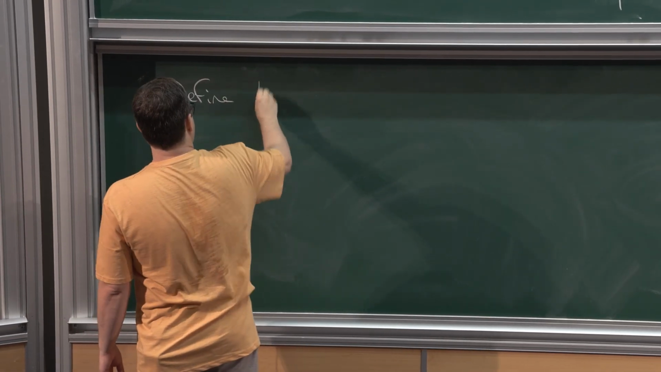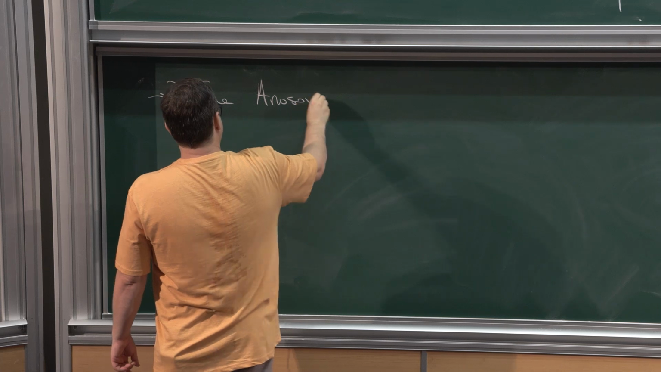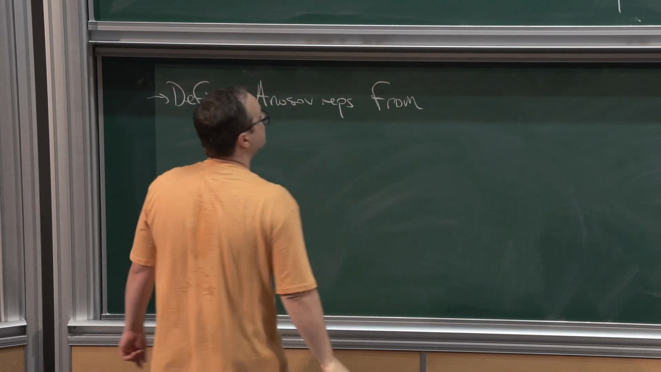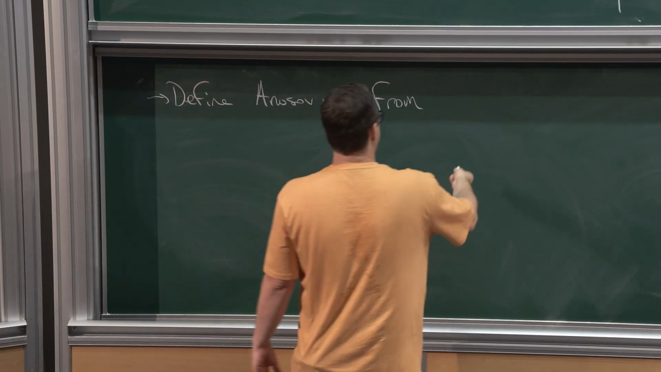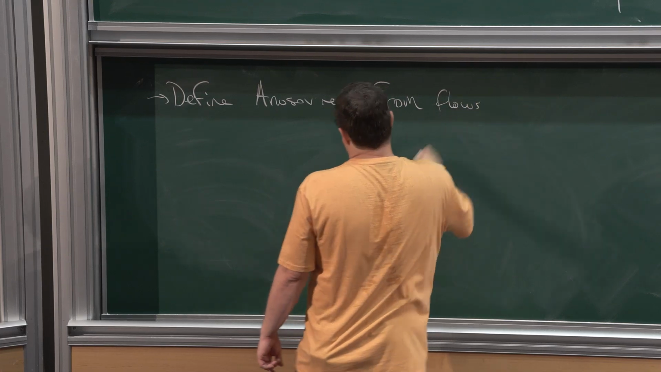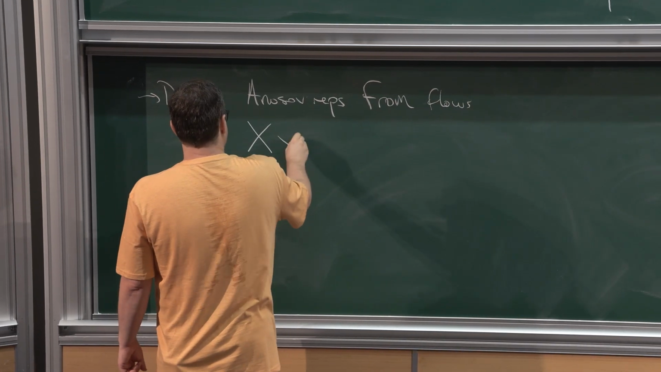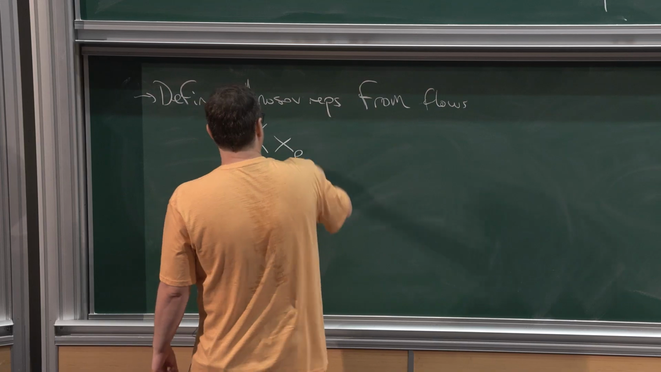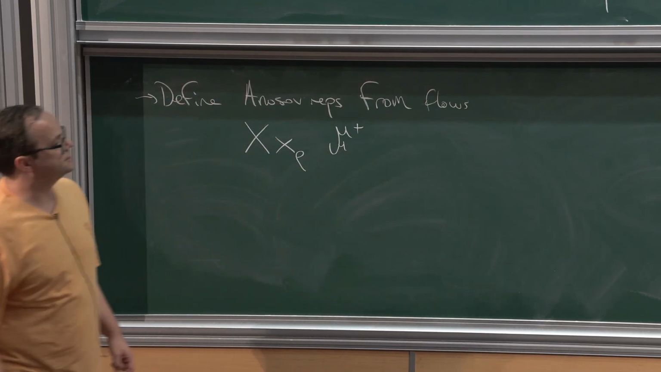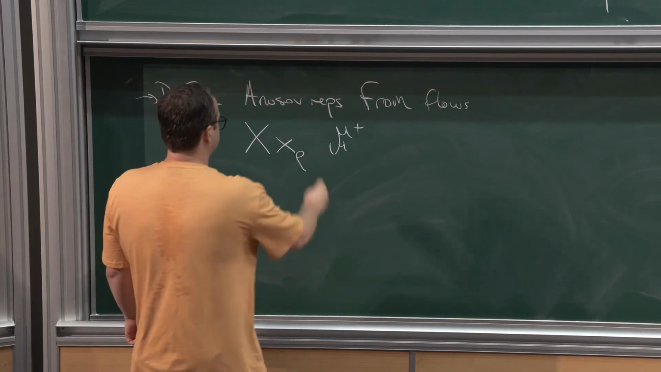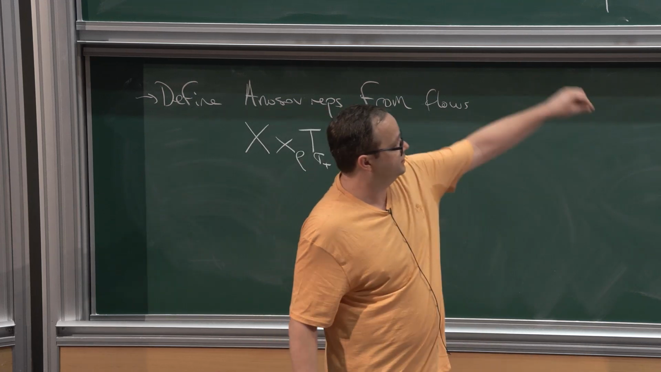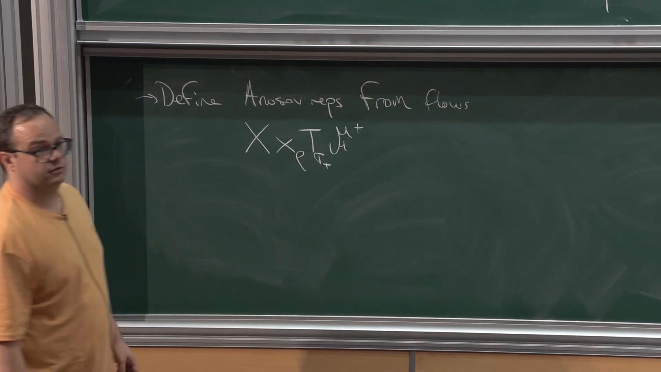I'll just say define Anosov representations from the flows, for example. So now you would have a bundle, but now with fiber F plus instead of POV, and you'd look at tangent spaces over some section sigma plus that you cook up from this limit map xi plus. Okay.